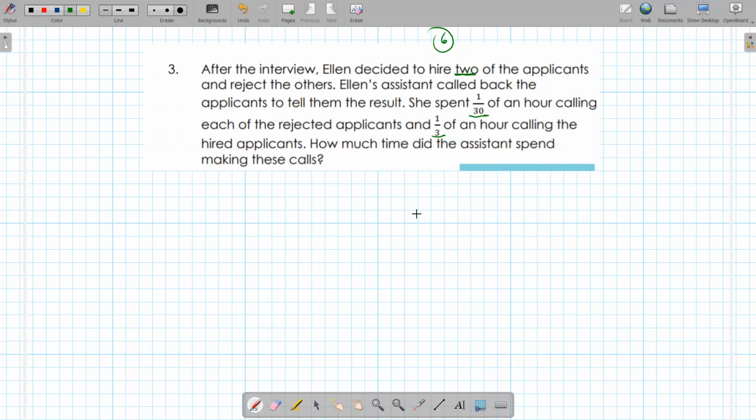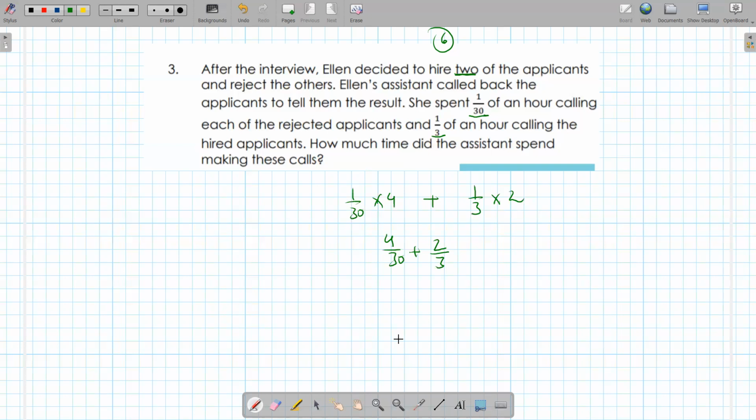So she spent like 1/30 times 4, right? And then for the accepted people, it was 1/3 times 2. Right? What do we do with them? Once you're done multiplying them, you add them together. Right. So what's 1/30 times 4? Just 4/30. Yeah. So 4/30 plus 2/3. How do we add them?